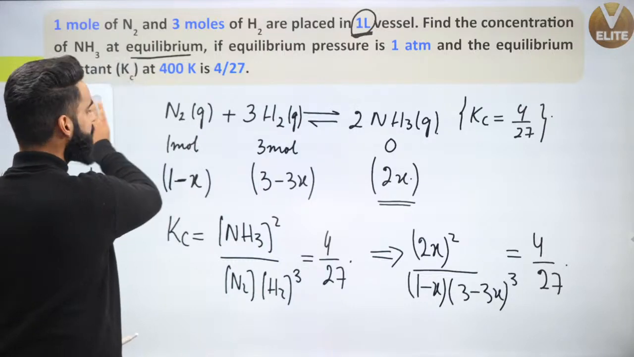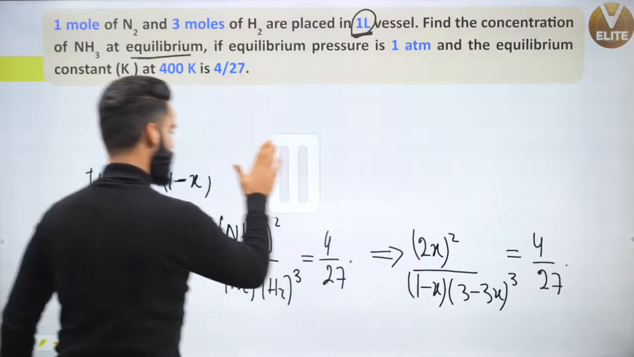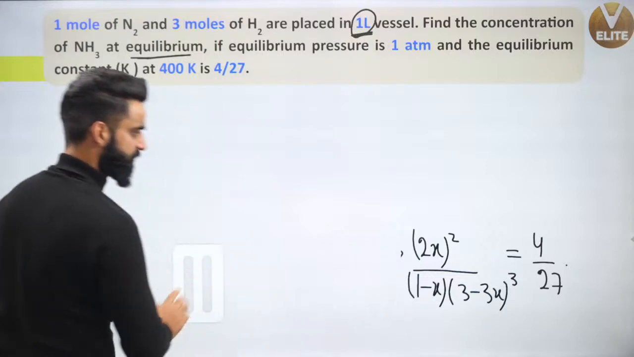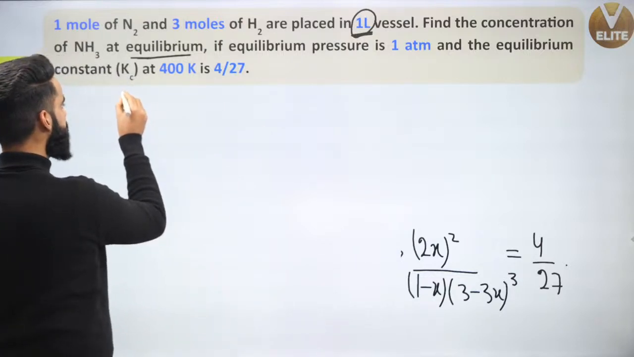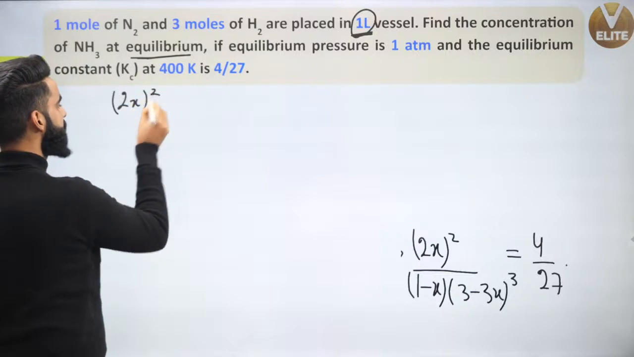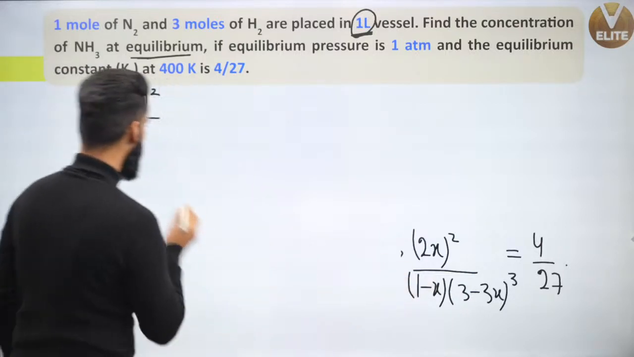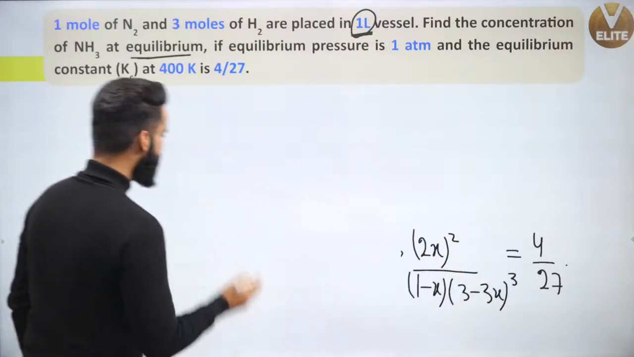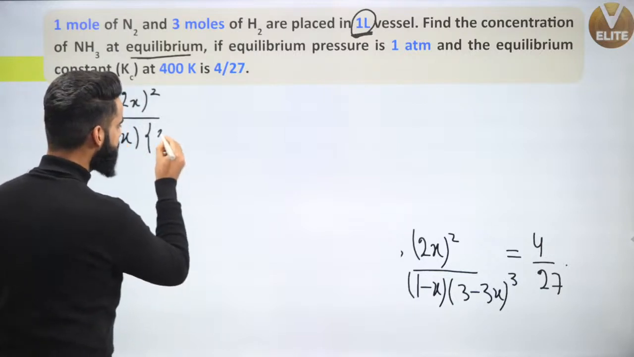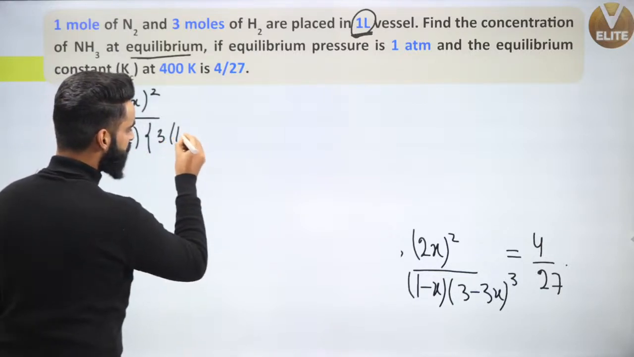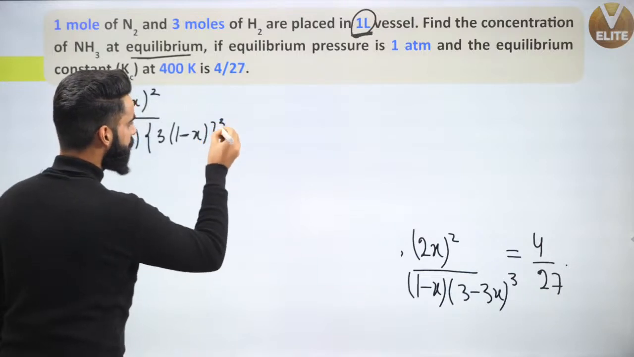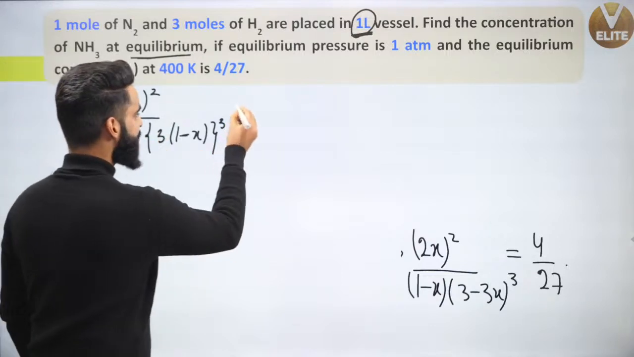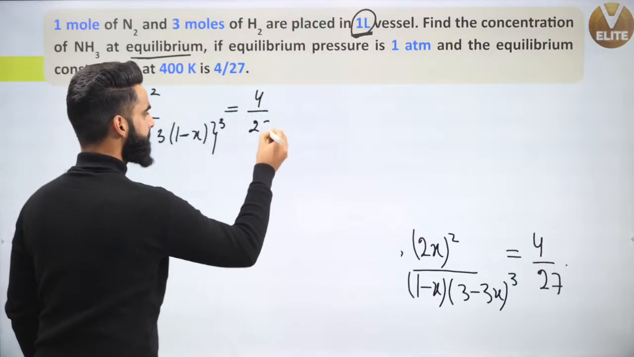For that, I have to erase this part. I'm sure all of you must have written till here. Now I'm going to show you how to solve this equation. The equation is (2x) whole squared divided by 1 minus x, multiplied by (3 minus 3x) whole cubed. Can I write it like this? I'll take the 3 common, so it's going to be 3 times (1 minus x), whole cubed. I can do this. This value is equal to 4 divided by 27, correct?